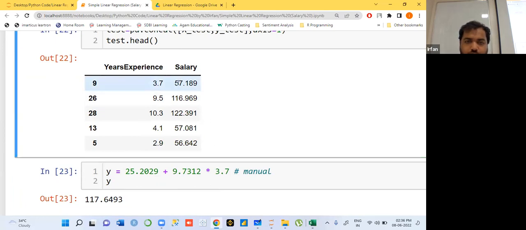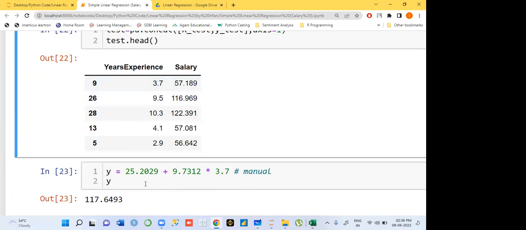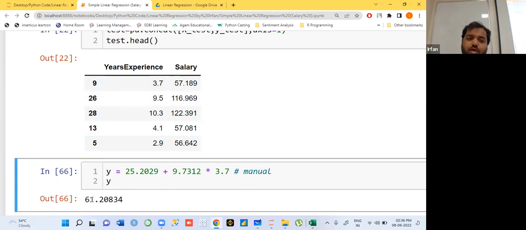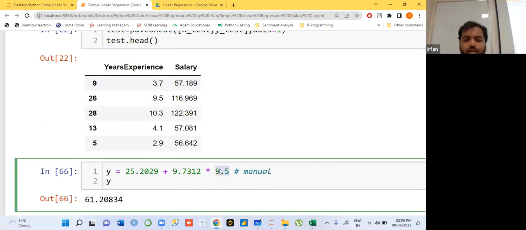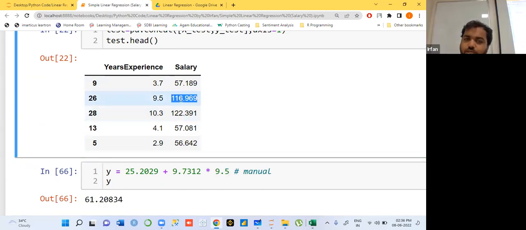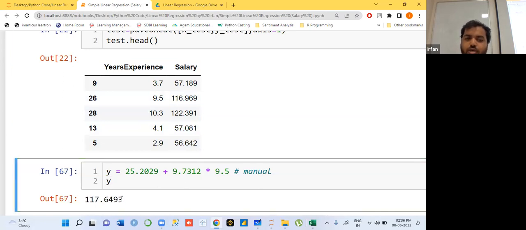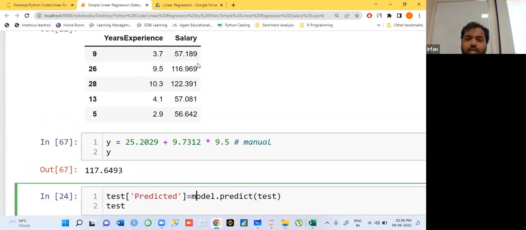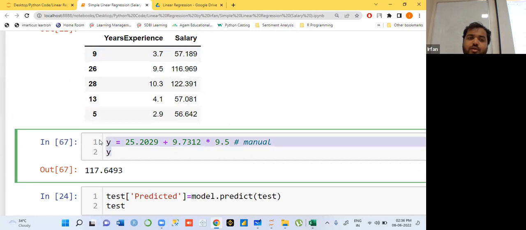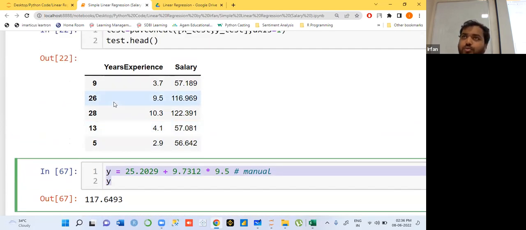How much is he earning, guys? 57,000. How much should he earn? 61. Same way, we can try for other customers also. His actual is 116. What does the model say he should earn? 117. So using the model, can we call this manual prediction? Every time we read one customer, we predict. Second customer, we predict. Here we have 7 rows, easy to do.